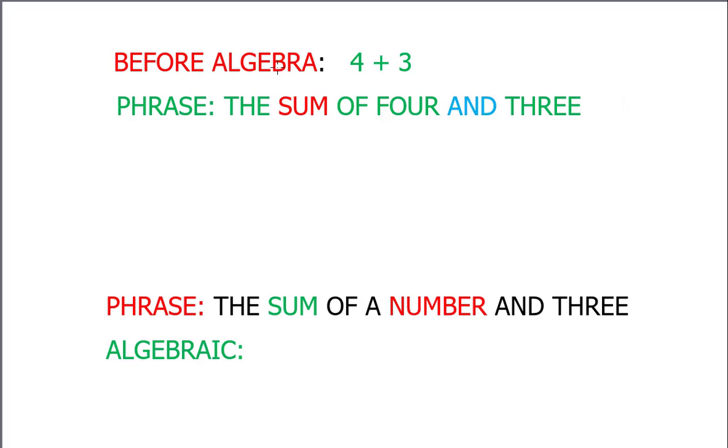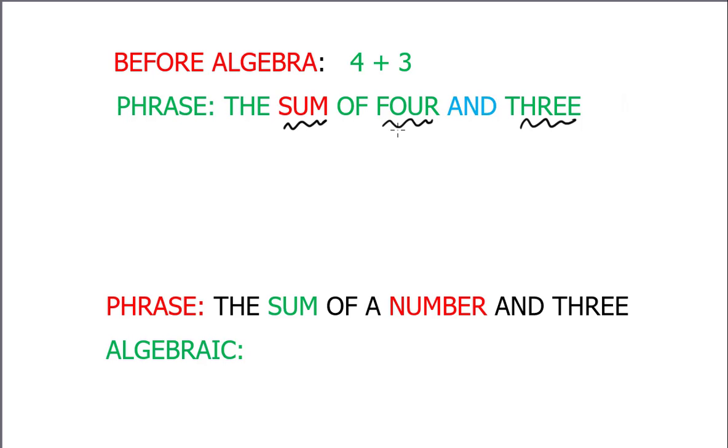Prior to algebra, we learned how to add, subtract, multiply, or divide numbers. For example, 4 plus 3. We add the two given numbers, 4 and 3. To write this as a phrase, it is the sum of 4 and 3. The word sum means addition, and 4 and 3 are both numeric, so we can add the two numbers and find the answer.